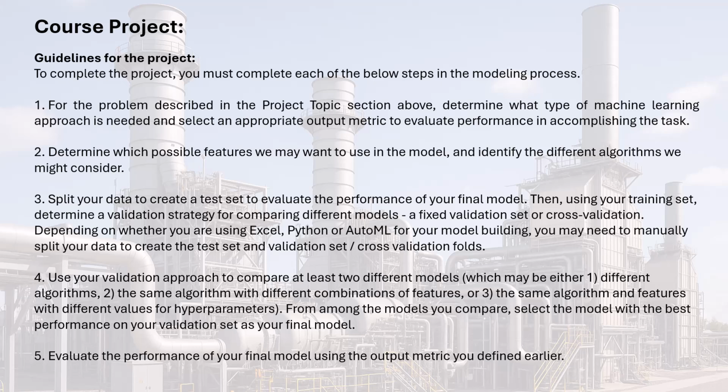Then the validation approach is to compare the models, which can be either a different algorithm, the same algorithm with different combinations of features, or same algorithm and features with different values for hyperparameters. Then the model with the best performance shall be used for validation of the final model. The fifth step is to evaluate the performance of the final model using the output metric which has been defined earlier.